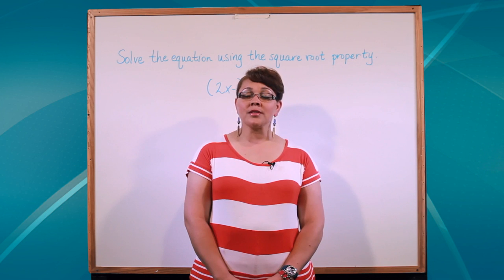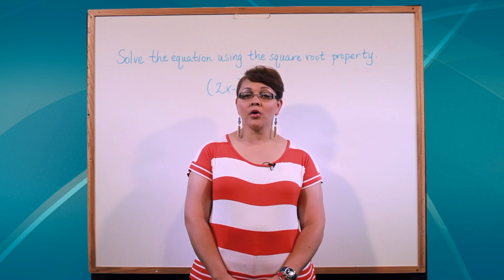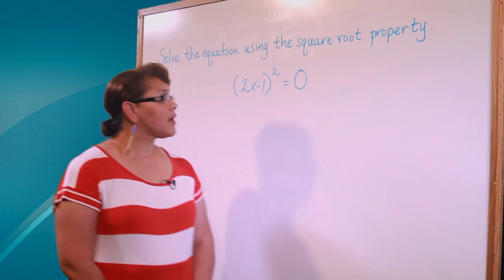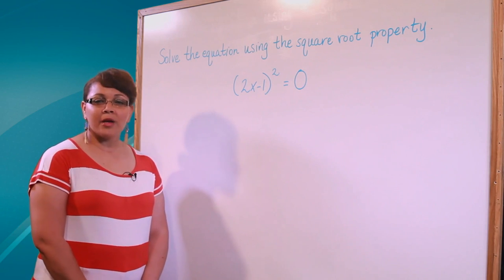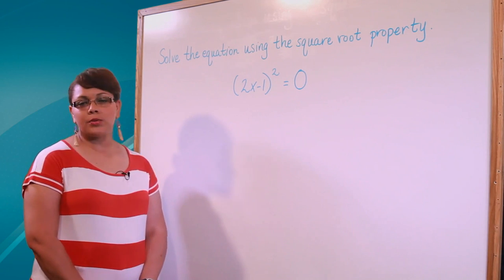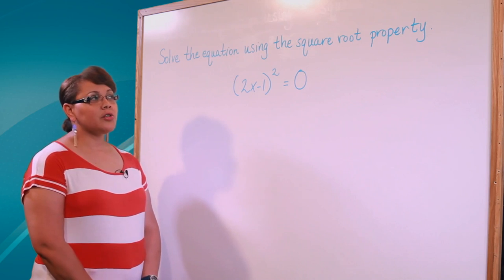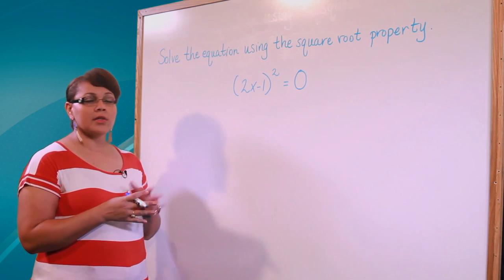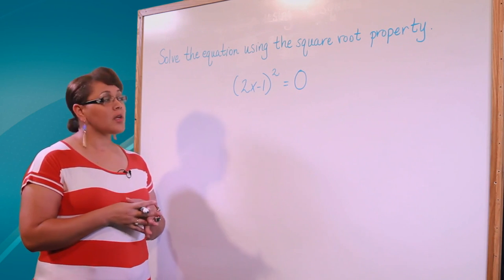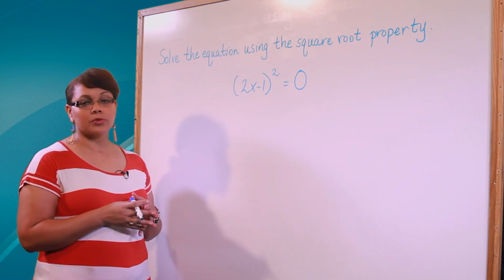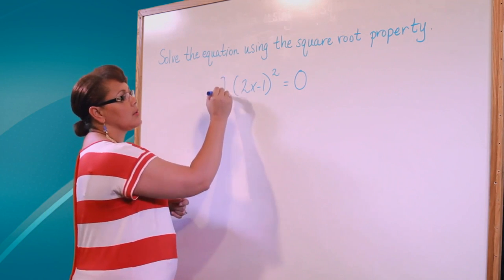In this example, we will solve an equation using the square root property. The given equation is (2x minus 1) squared equals 1. So I'm going to use the square root property to solve this equation for x. The first thing we'll do is take the square root of each side of the equation.